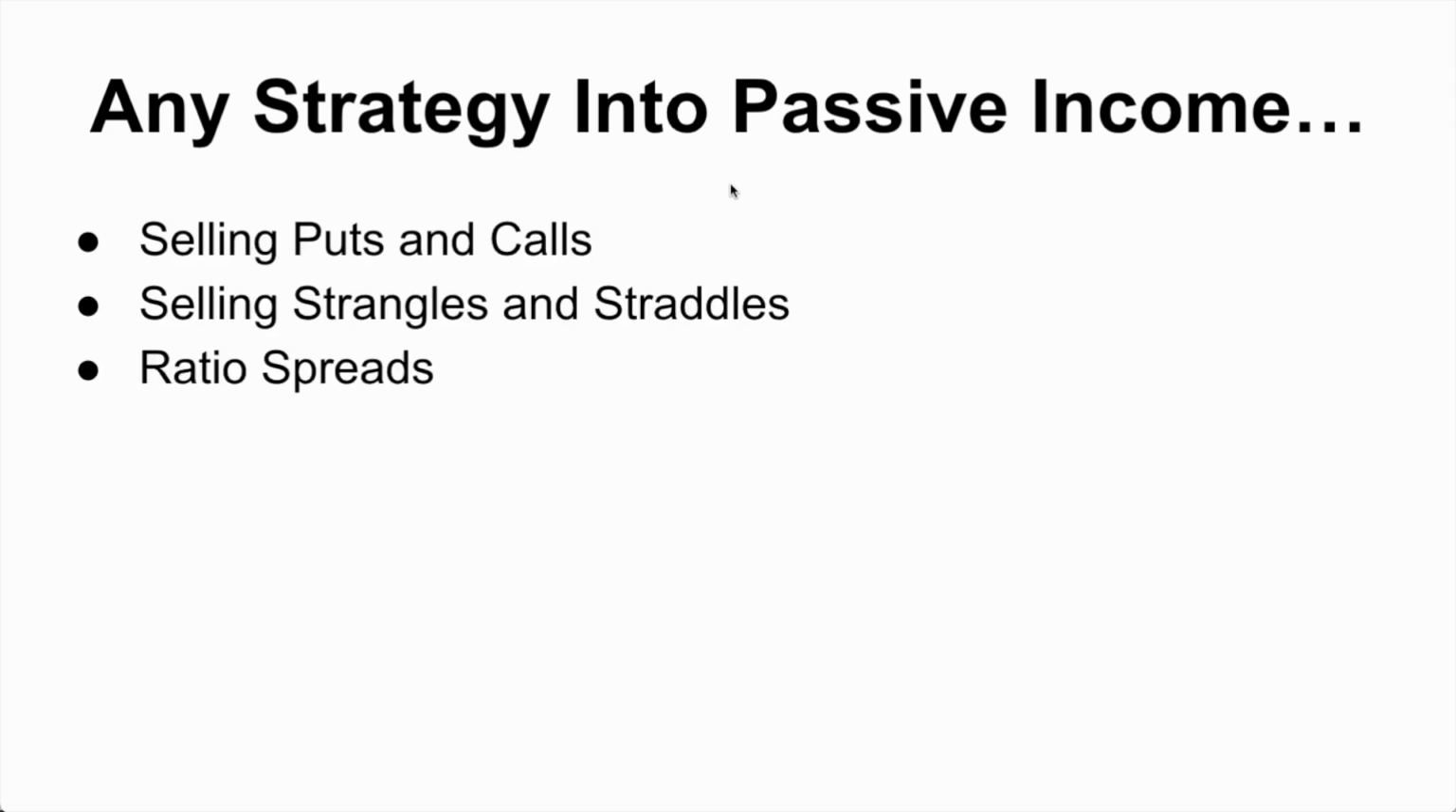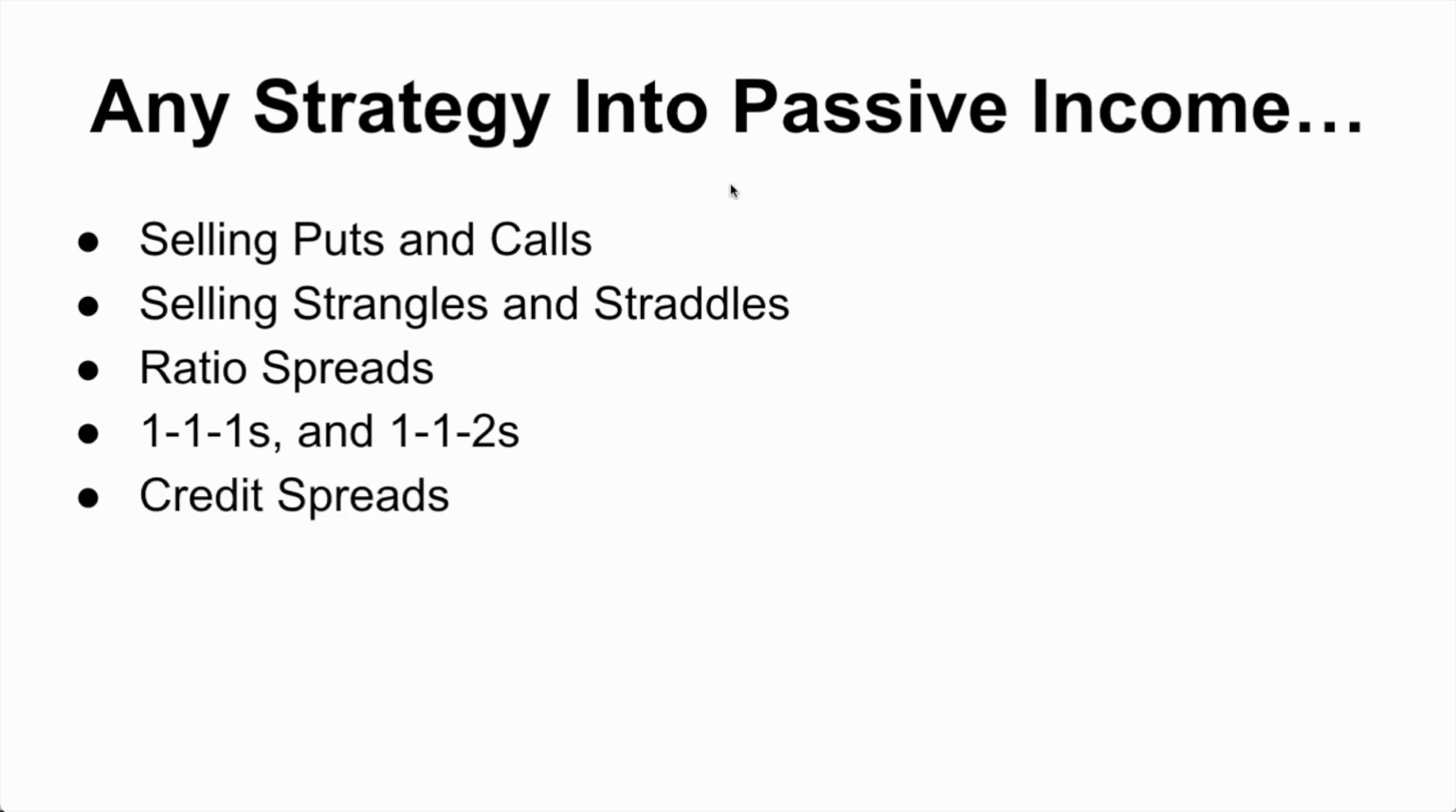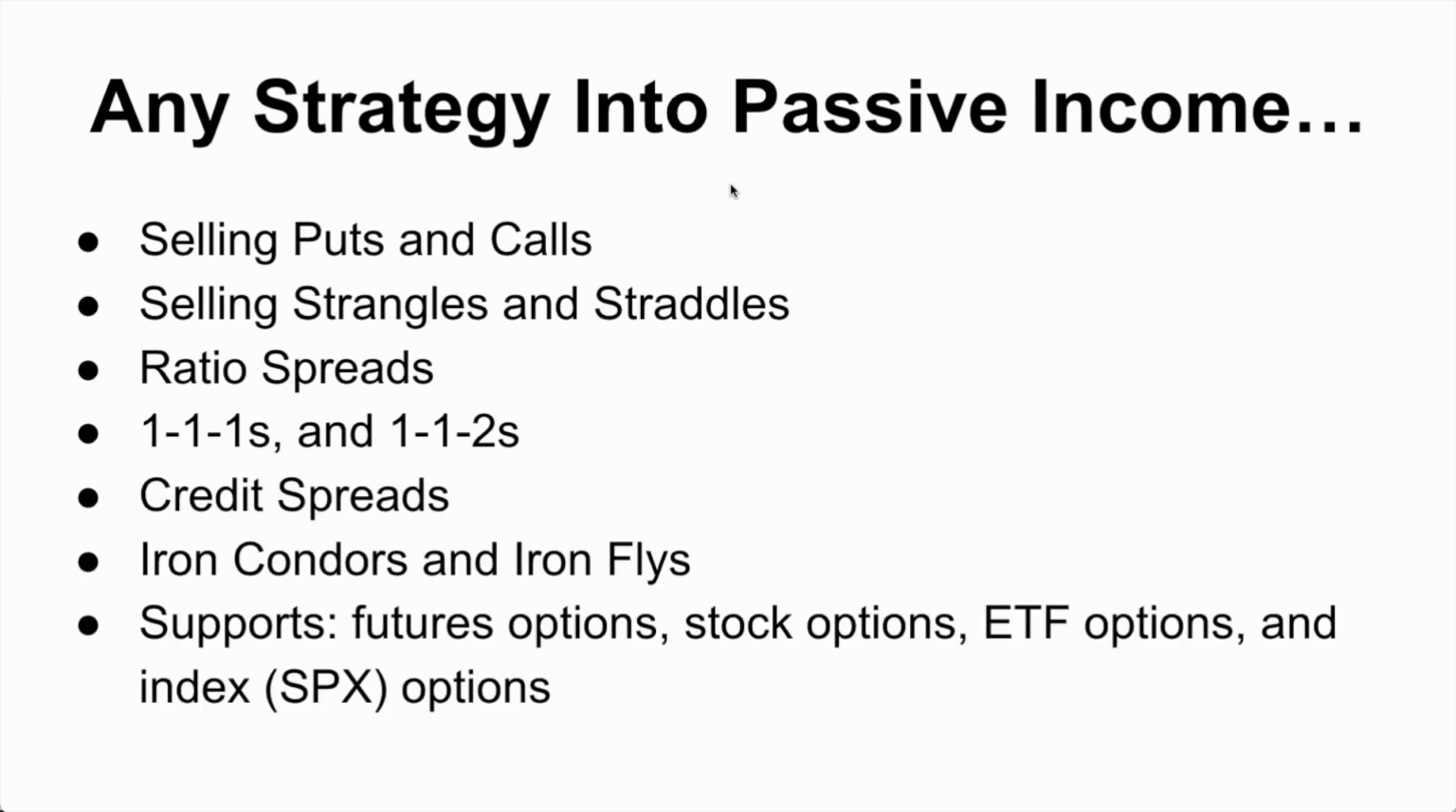Isn't that so cool how you can finally automate your options trading and know exactly what it's doing and why to make money? Well, now you can finally turn any strategy into passive income, and the options auto trader supports so many, like selling puts and selling calls, selling strangles and selling straddles, ratio spreads, 111s, 112s, credit spreads, iron condors, and iron flies. It also supports futures options, stock options, ETFs options, and index options. So guys, no matter what type of options seller or options trader you are, no matter what strategy you use, this can work for you.